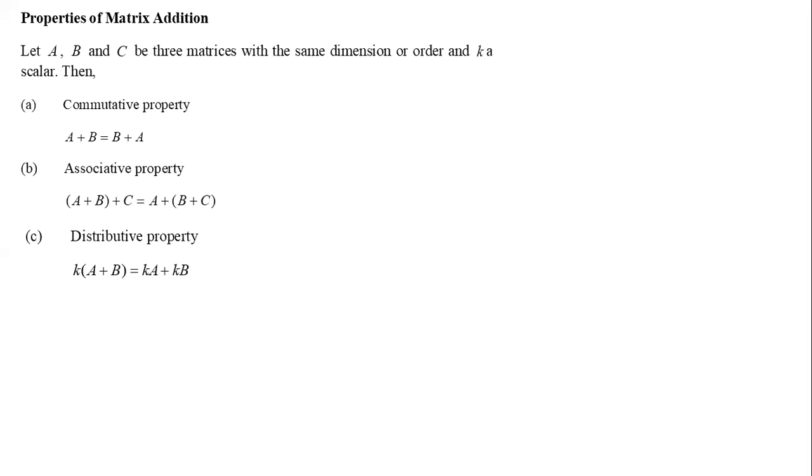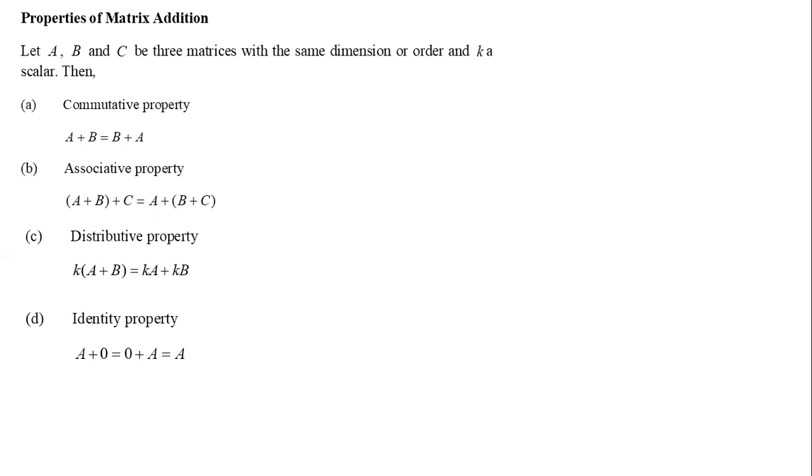Okay. Look at that K. When you perform the operation of A plus B and you multiply with K, it's going to give you the same result as when you multiply K and A plus K and B. And this property is what is called distributive property. It means those are the properties of addition.